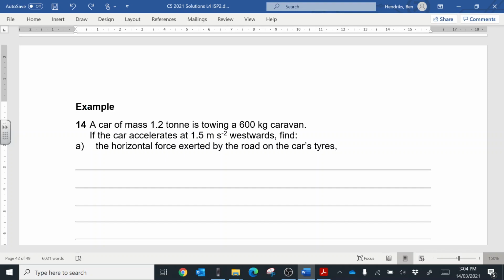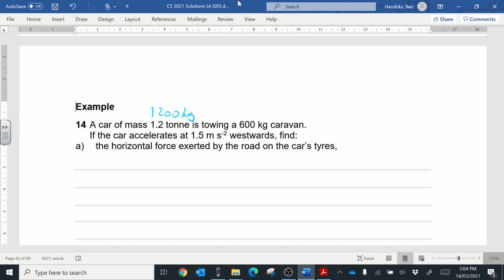We are on page 42 and we are looking at example 14, where we have a car of mass 1.2 tonne towing a 600 kilogram caravan. If the car accelerates at 1.5 meters per second squared westwards, find the horizontal force exerted by the road on the car's tyres. So we have a 1200 kilogram car and a 600 kilogram caravan.